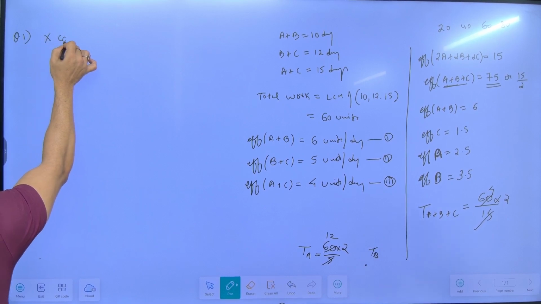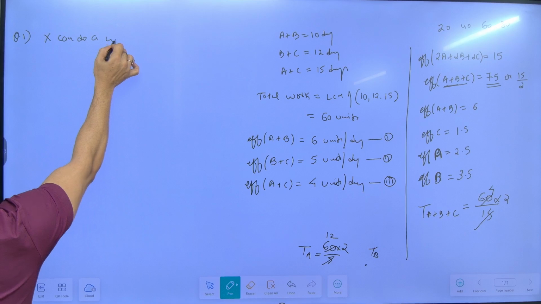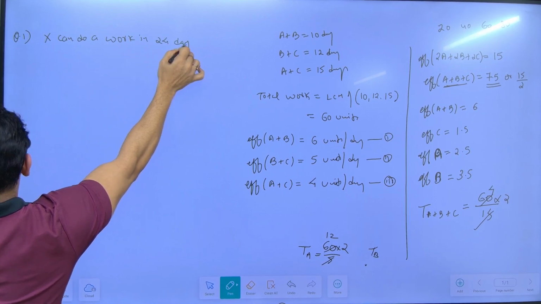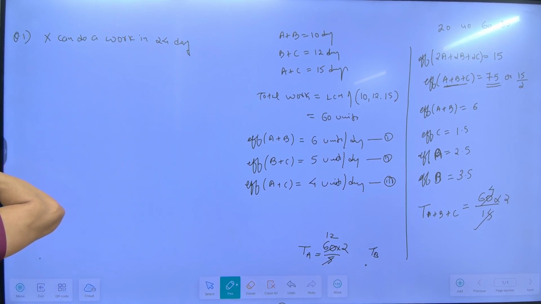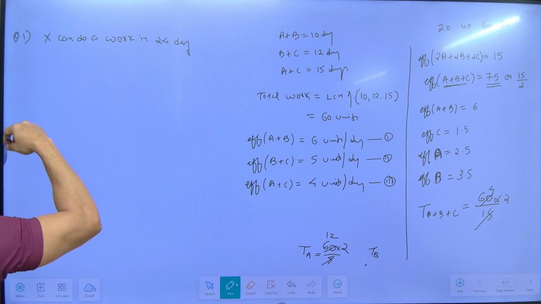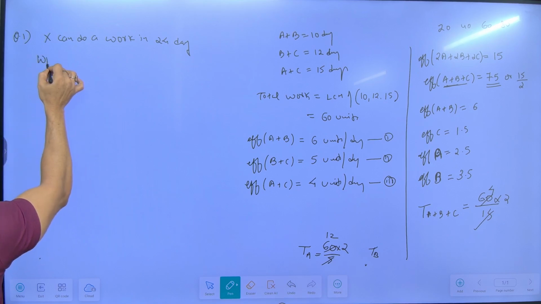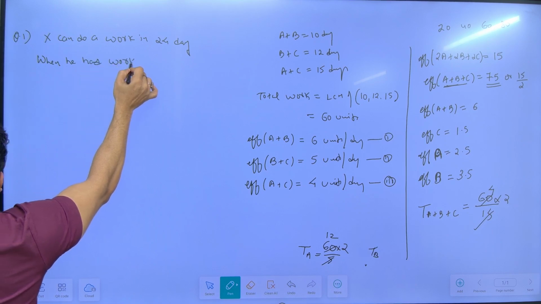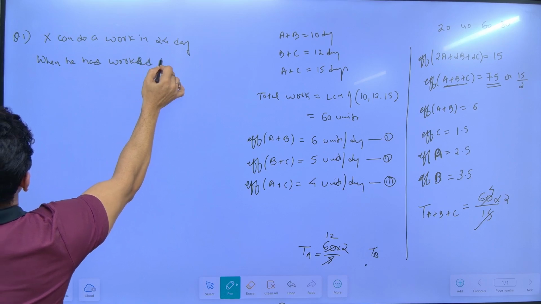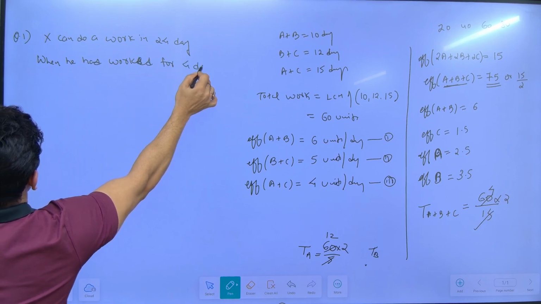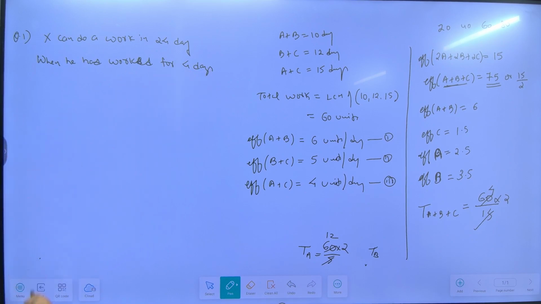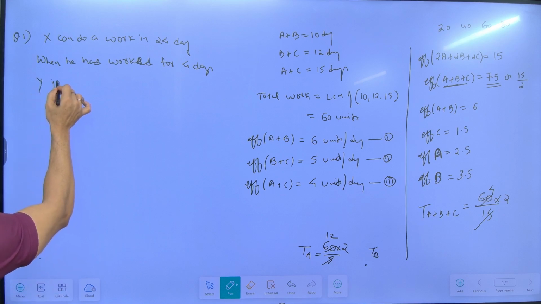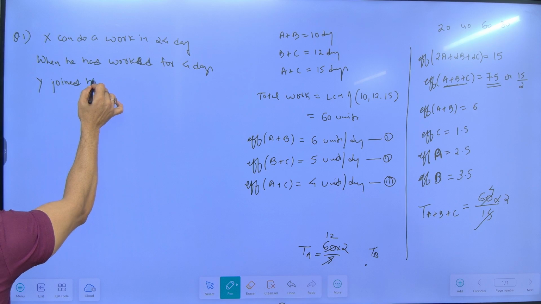Question: X can do a work in 24 days. So there is one person X who can do this work in 24 days. When he had worked for 4 days, Y joined him.